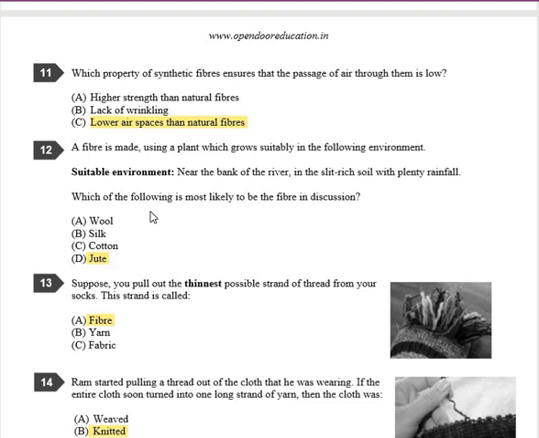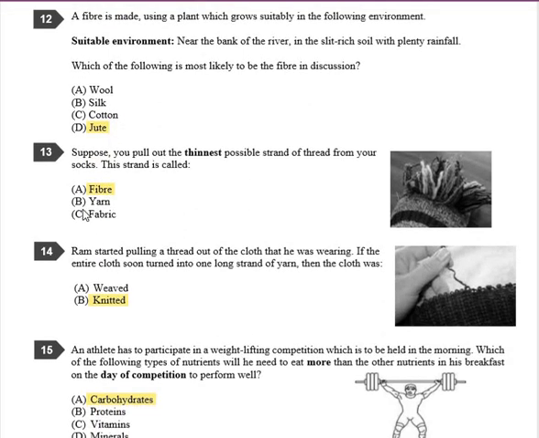Wool? No, wool cannot be, it is an animal-based fiber, not a plant-based fiber. So wool cannot be a correct option here. Silk is also obtained from animals. In the case of cotton, it requires black soil, and not too much rainfall. So the most appropriate answer will be jute, because this environment is suitable for the jute plant only. So the option number D.